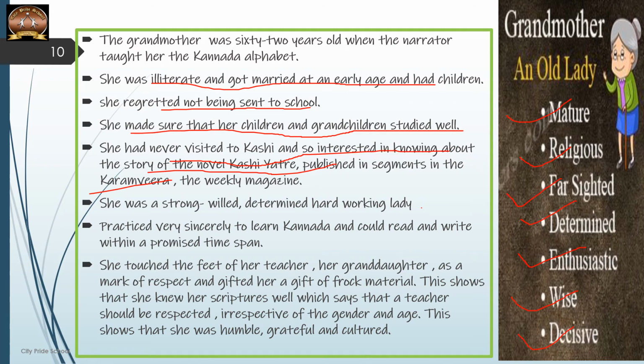She practiced very, very sincerely to learn Kannada. Once she decides that I've got to be independent, I should read and write independently, she actually achieves her goal of becoming literate before Dasara. Then, after she becomes literate, she touched the feet of a teacher who's her granddaughter, who's actually younger in age, yet she does not hesitate to touch her feet because she considers her granddaughter as her teacher. So as a mark of respect, she also gifted her a frock material. Yes, it is called Guru Dakshina in our Hindu culture. So as a part of Guru Dakshina, she presents her frock material. This shows that she knew her scriptures well, which say that a teacher should be respected irrespective of gender and age. This shows that she was very humble, grateful, and cultured.